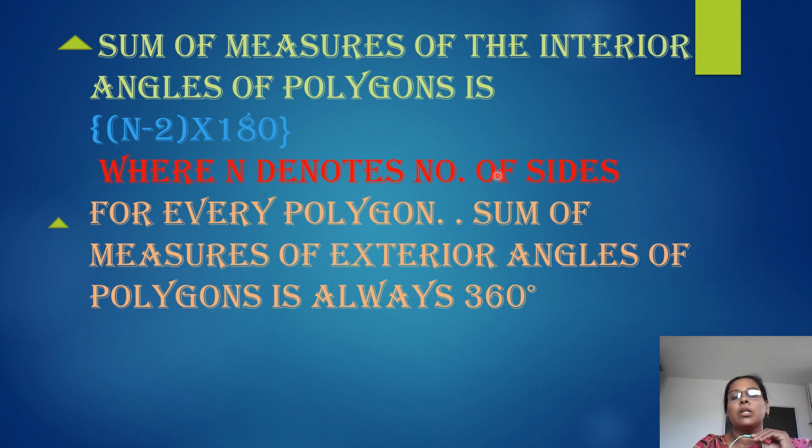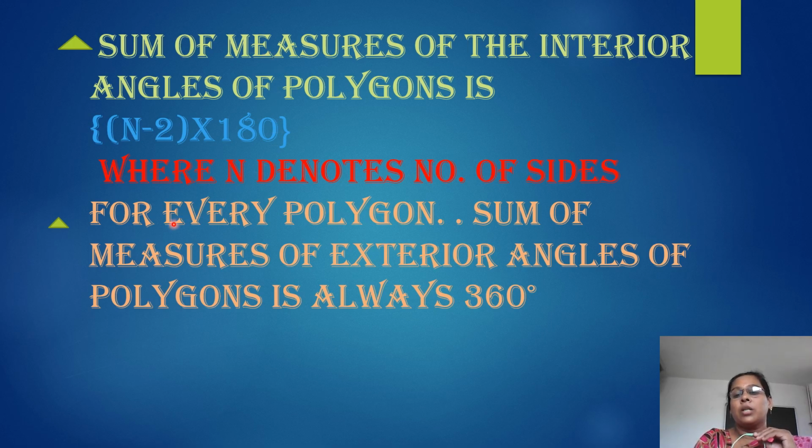Now if you consider a 6-sided polygon, a hexagon, the value of n is 6 here. Substitute 6 minus 2, that becomes 4, and 4 multiplied by 180 gives 720. So the sum of interior angles for a hexagon is 720 degrees. In this way you can find out the sum of interior angles of a heptagon, decagon or octagon also.